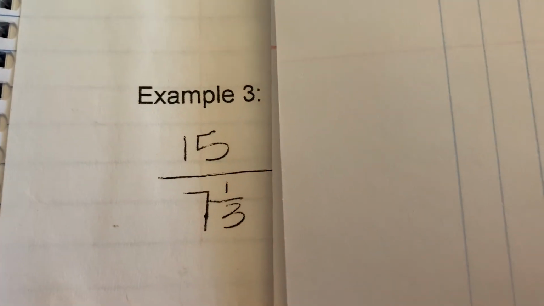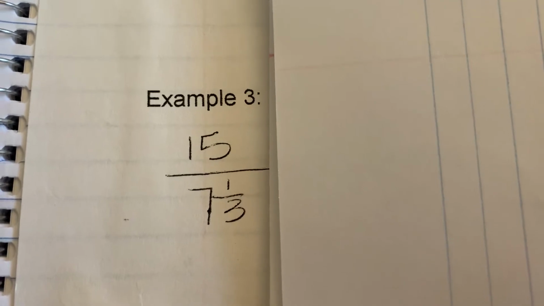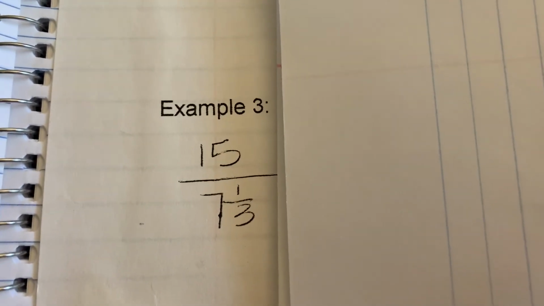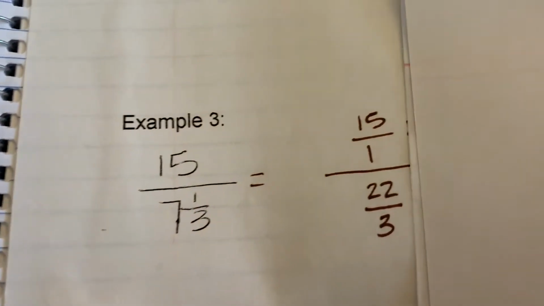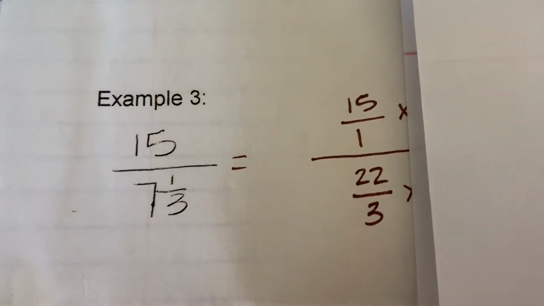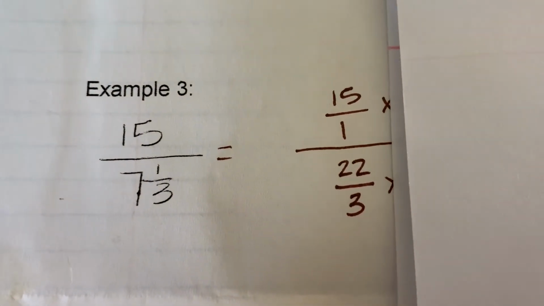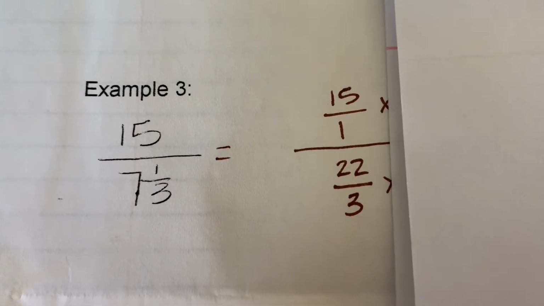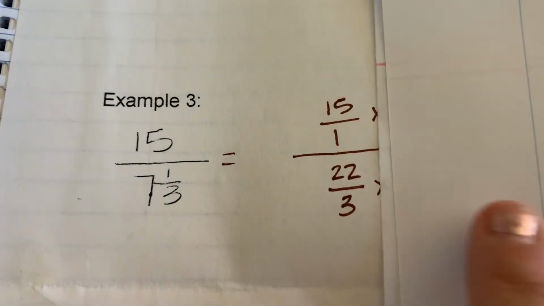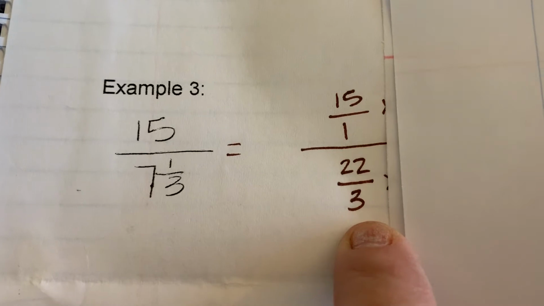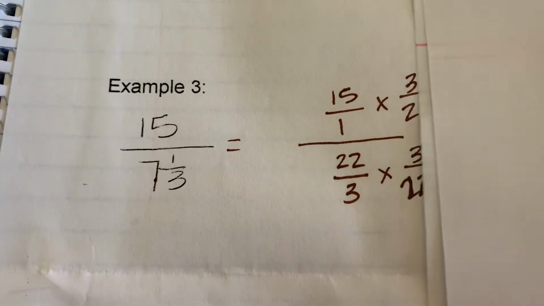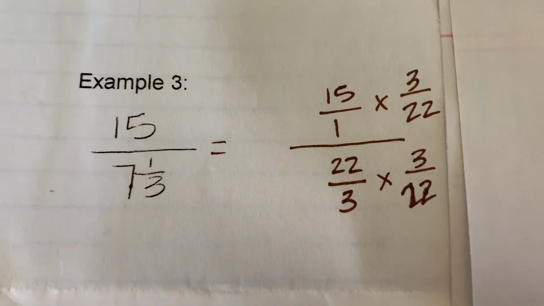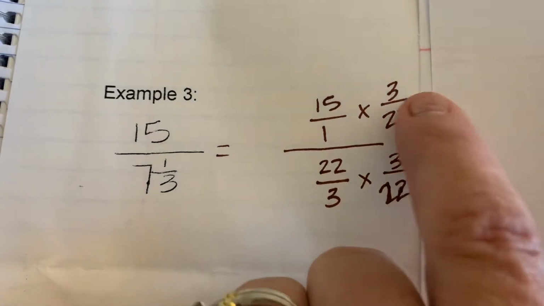Okay, so down here, 15 over 7 1/3. Okay, so you should be thinking you've got to reshape the problem so it looks like something you can divide. So the reshaping looks like 15 over 1 divided by 22 over 3. And I want to get this bottom number, the denominator, to look like a 1, so I have to multiply by the reciprocal, which is 3/22. What I do to the bottom, I do to the top.